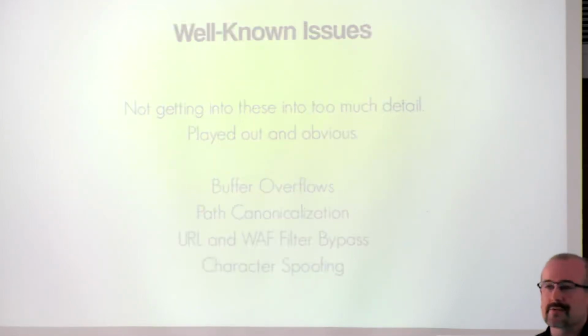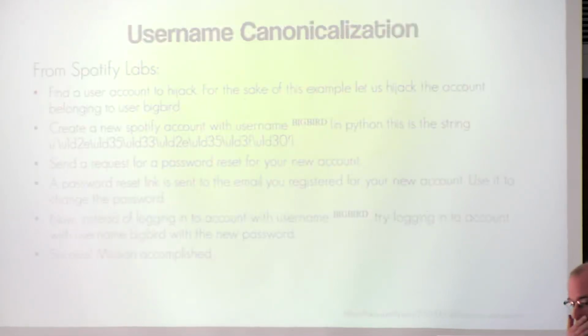Well-known issues. I'm not going to get into these in too much detail because there are plenty of examples out there. Buffer overflows, path canonicalizations, URL and WAF filter bypasses, character spoofing are all things that you've probably seen that are basically Unicode's fault. I'm just going to get into some other stuff, but I'll give you one example of the username and canonicalization thing I alluded to before.